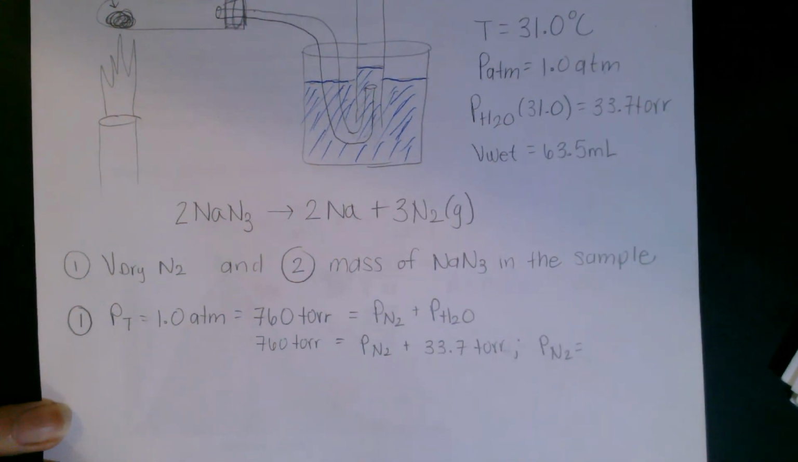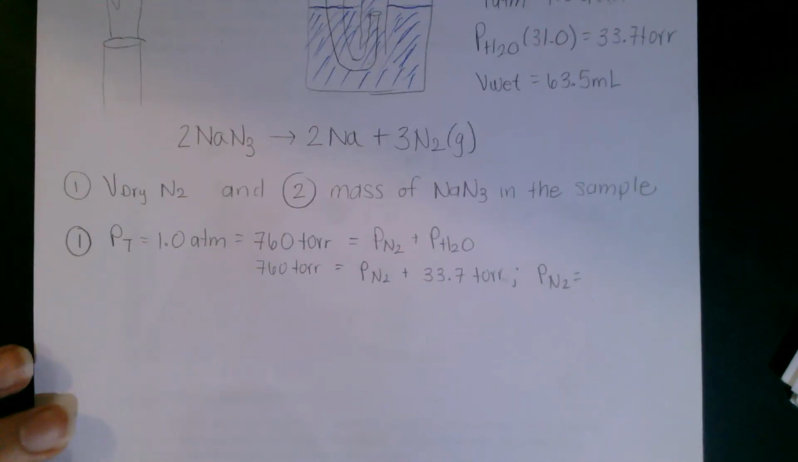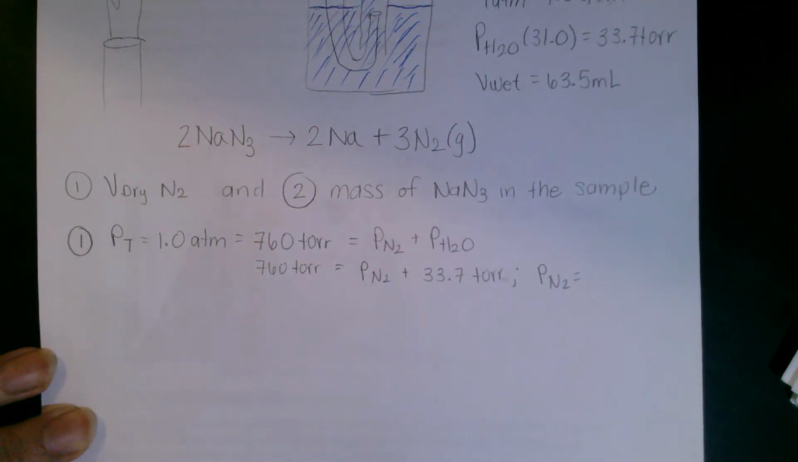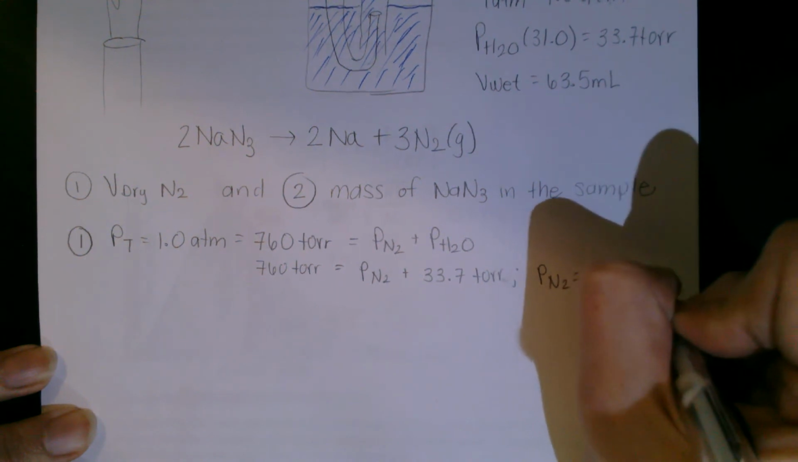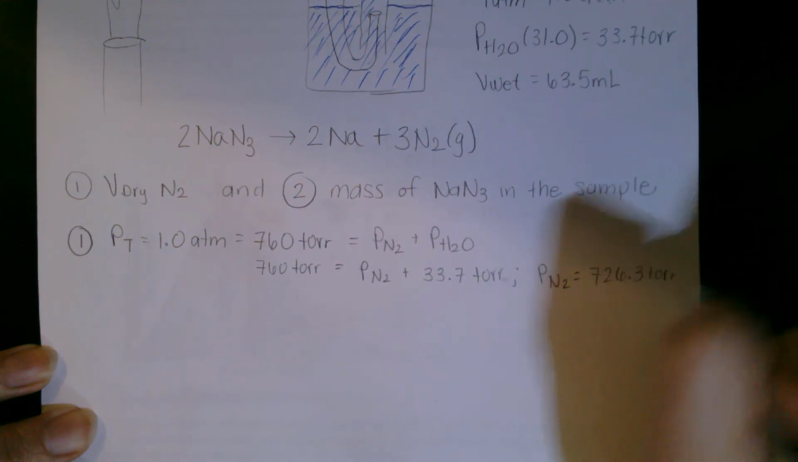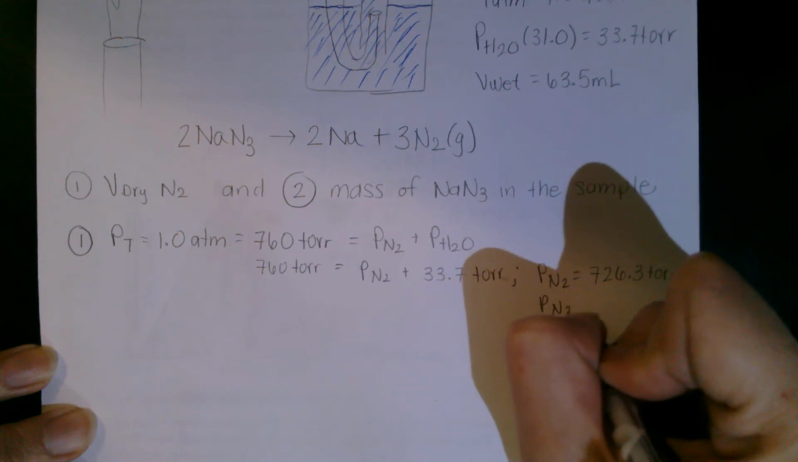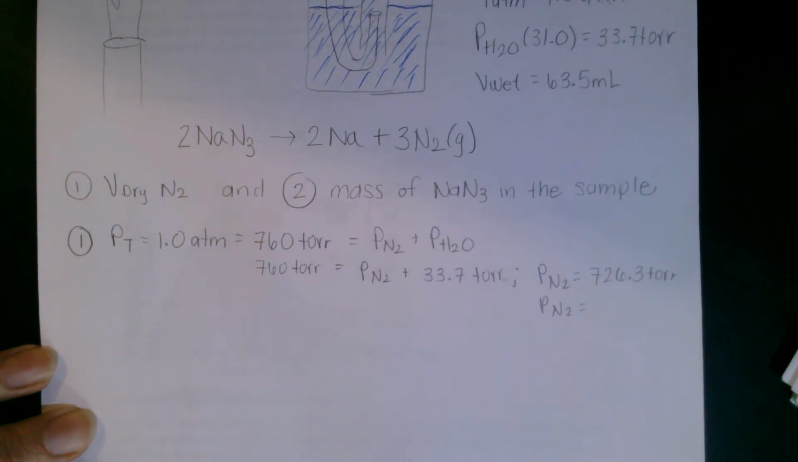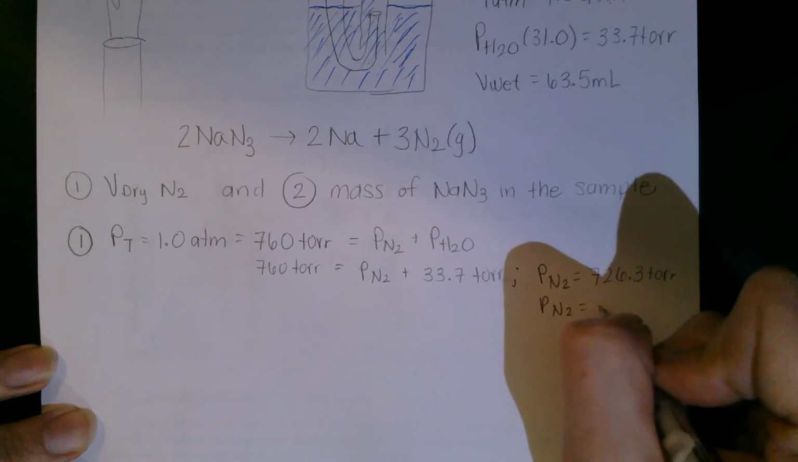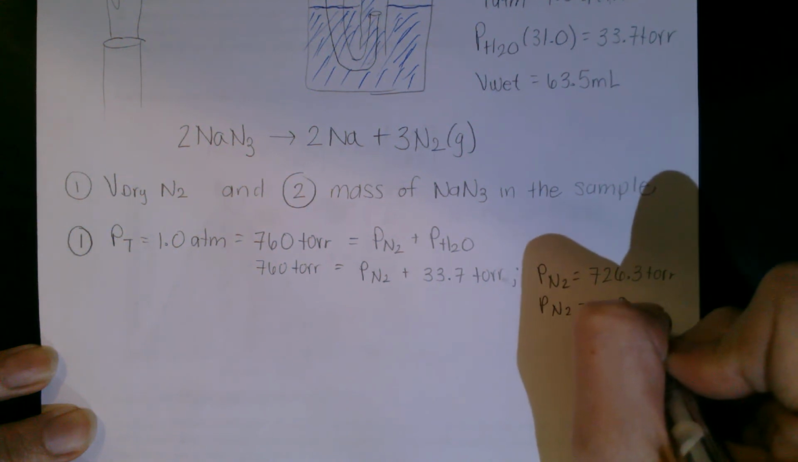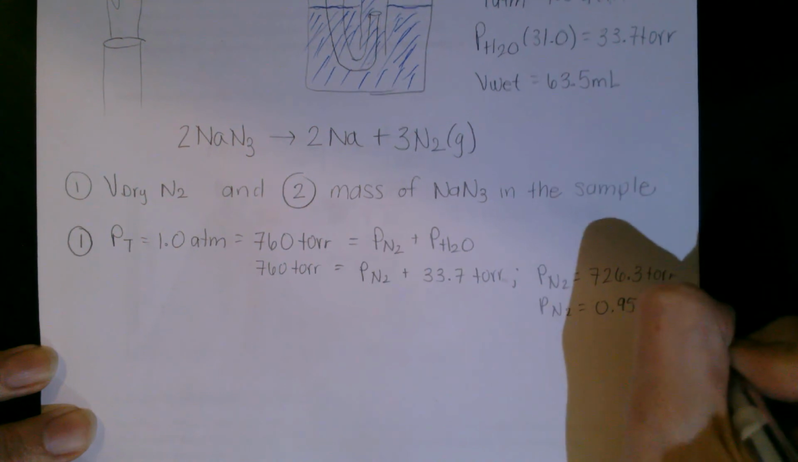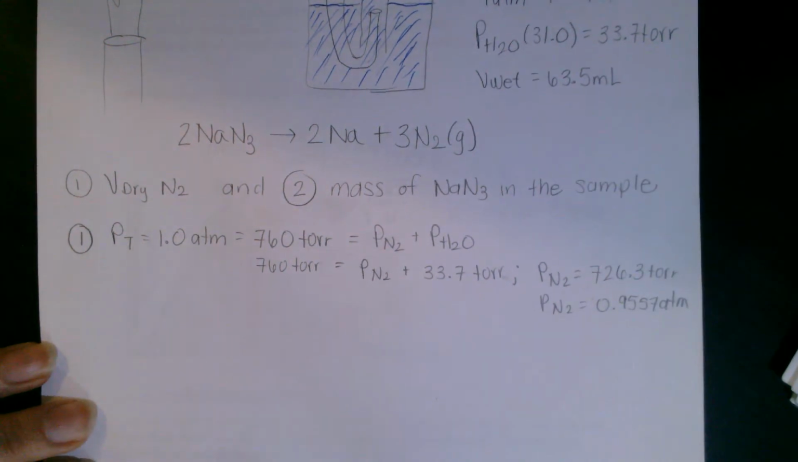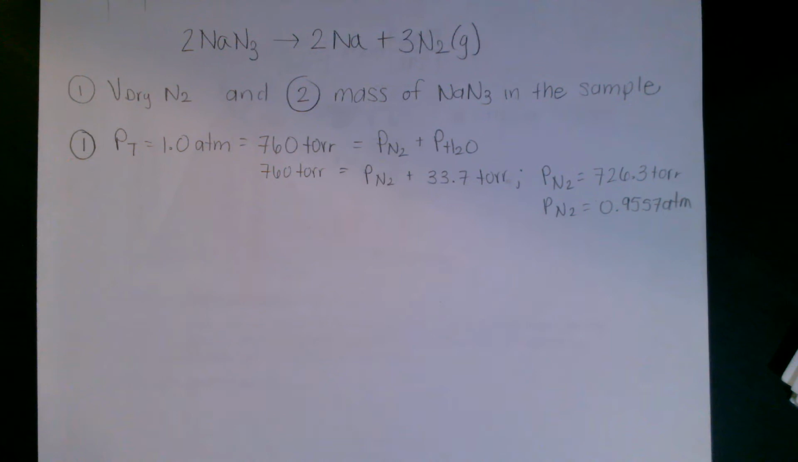Okay, so write that down. Our pressure of N2, when we solve that, is 726.3 torr. Okay, so we don't necessarily have to, but if we want to turn this back into atmospheres, that's 0.9557 atmospheres. So just converting that back to atmospheres. We didn't necessarily need to do that, but I will need that later in the problem.